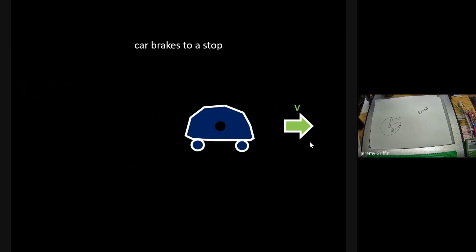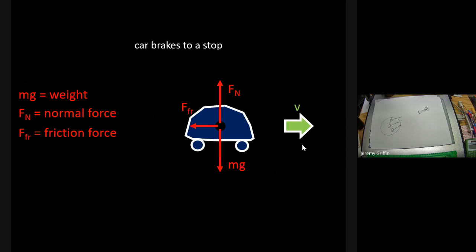Awesome. A car brakes to a stop. Hey, we just did this one a few minutes ago. So this car has a weight down. There's a normal force from the road holding it up. And if it's moving to the right, then the friction force is to the left. How many guys can eyeball that free body diagram and estimate what the coefficient of friction is between the tires and the road for that car? What's the coefficient of friction?